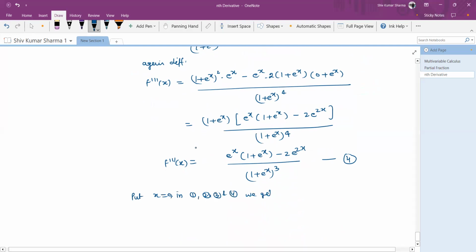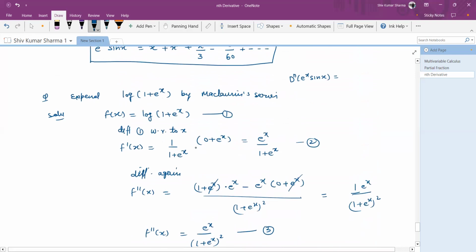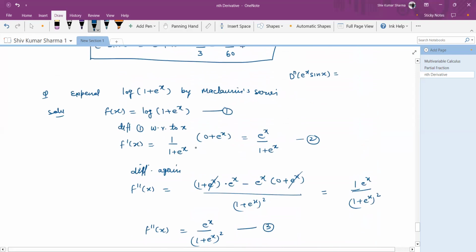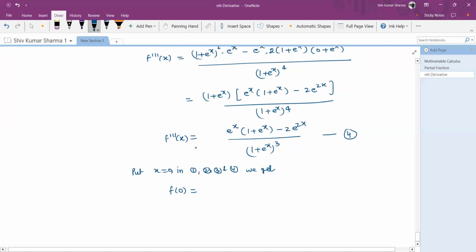So when we put x equal to 0 in 1, log 1 plus e raised to the power 0, means 1. So log 1 plus e raised to the power 0 gives us log 1 plus 1 is equal to log 2. So this is log 2.